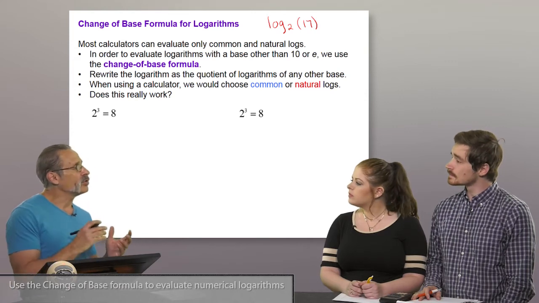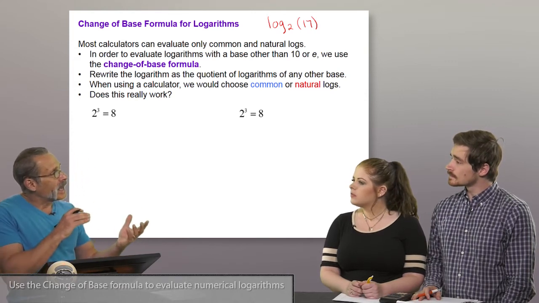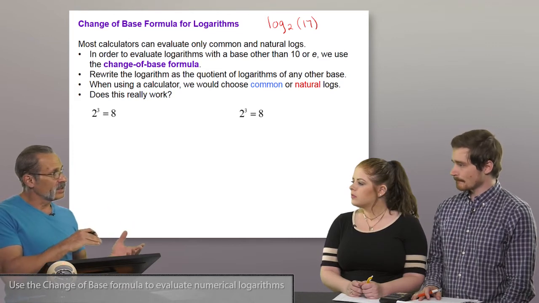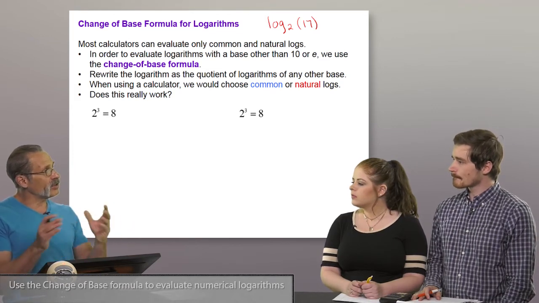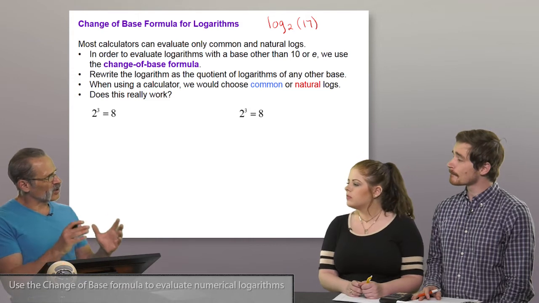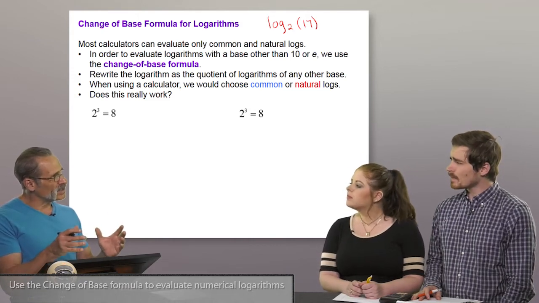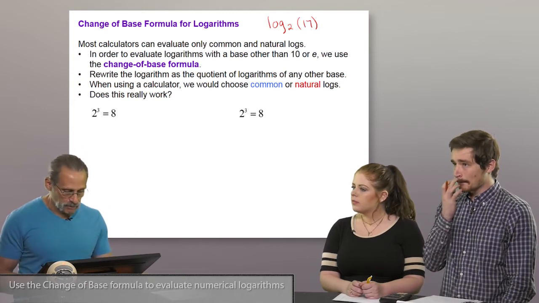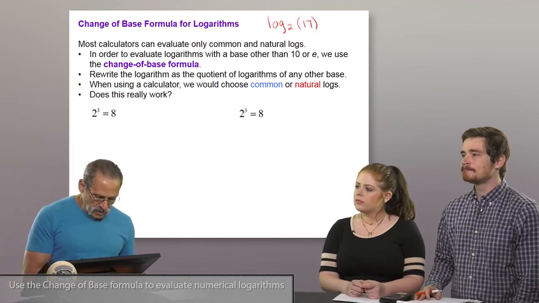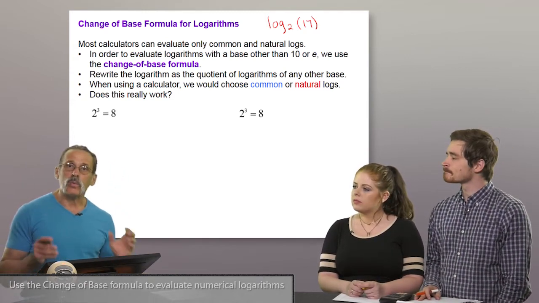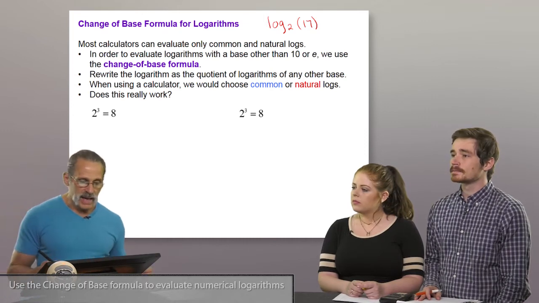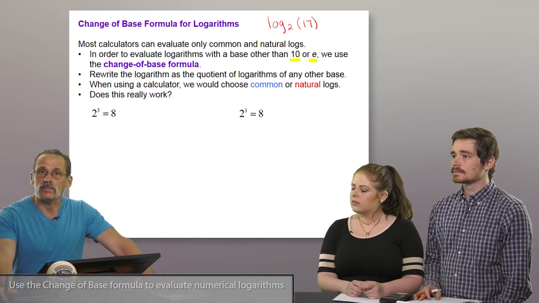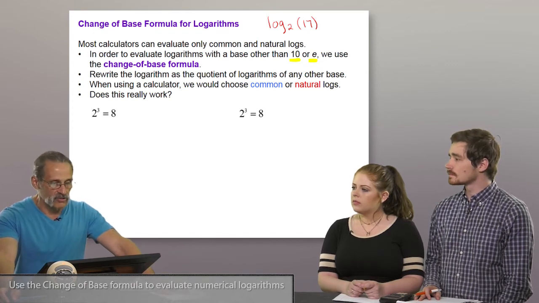And we know 2 cubed is 8, and 2 to the 4th is 16, 2 to the 5th is 32. Looks like this number is closer to 4, a little bit above it. Does that make sense? But I would like to know a better decimal approximation. So what we can do is still use our calculators even though we don't have a base 2. And we evaluate in terms of 10 or e, common logs or natural logs.